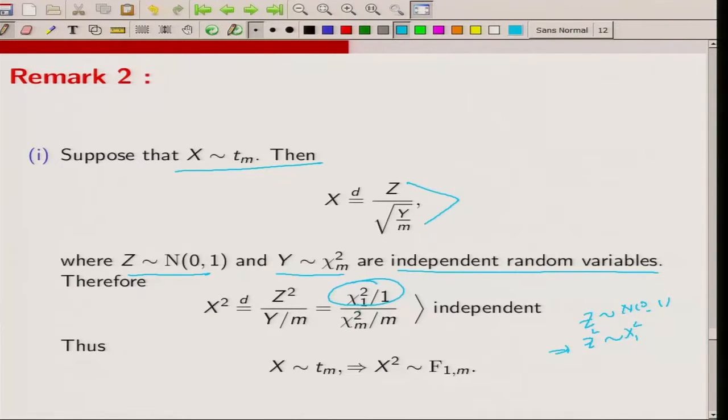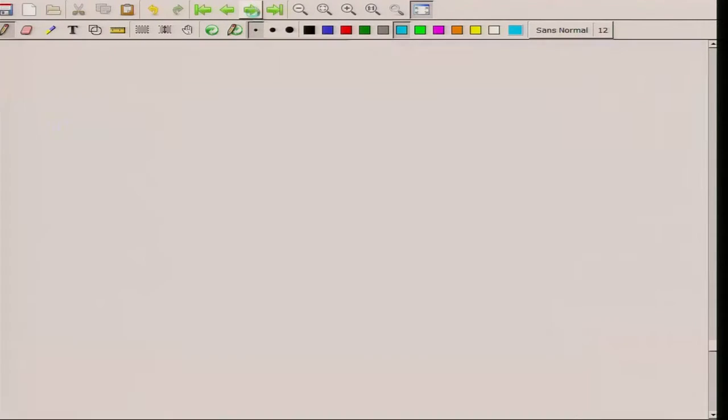Y we know is chi square m divided by m, but y and z are independent. So, z square and y are independent. So, that means they are independent. So, this is a chi square 1 divided by 1 whole divided by chi square m divided by m. That means, this is nothing but F on 1 and m degrees of freedom. So, what it suggests is if x is t distribution on m degrees of freedom, then x square is F distribution on 1 and m degrees of freedom. So, there is some relationship between t and F also.